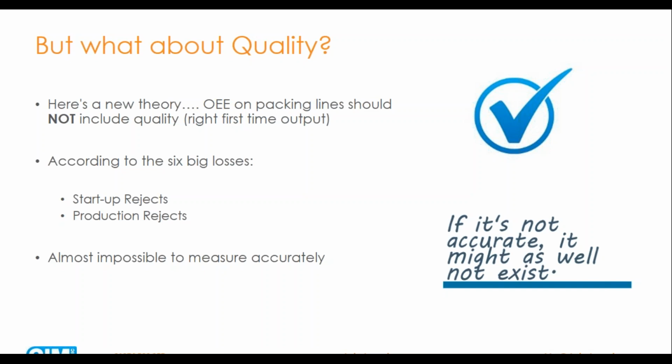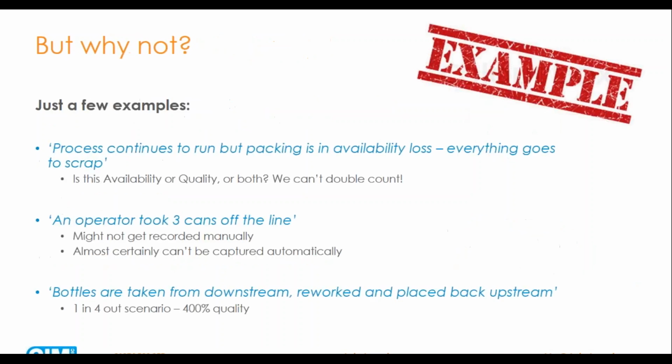According to the 6 big losses, if you're familiar with OEE, quality should include things like startup rejects or production rejects. But it's almost impossible to capture these things accurately and automatically. Again, going back to the statement earlier, if it's not accurate, it might as well not exist. I'm going to bear that in mind when we consider quality. And there are various reasons for that. Here's just a couple of examples.